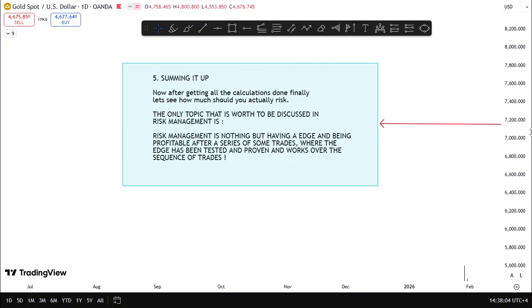The only topic that is worth discussing in risk management is having an edge and being profitable after a series of trades where the edge is tested and proven. Just forget all this. What risk management actually is, is that after managing your risk and doing everything, you must be profitable. That is it. That is what risk management exactly is, summed up.